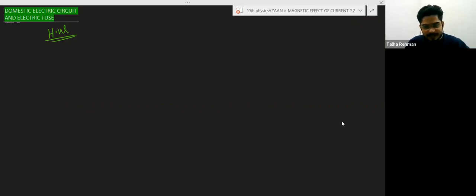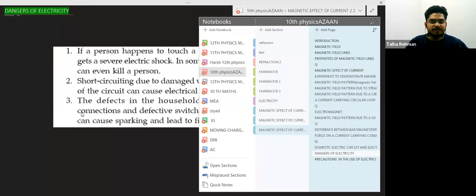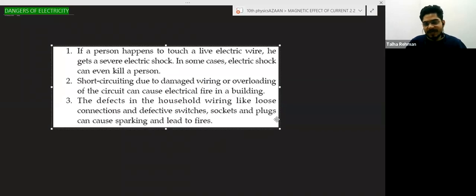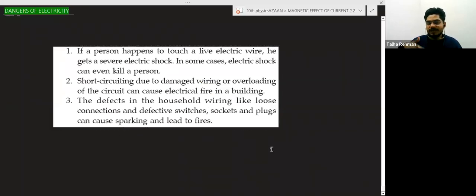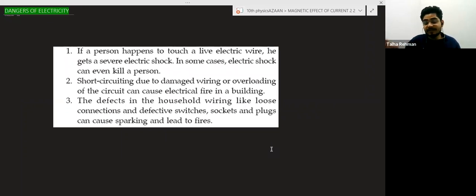Okay. After that, dangers of electricity. So we know what the dangers of electricity are. Due to the electricity, there can be heat produced, and due to that heat, there can sometimes be fire. There can sometimes be an electric shock. So these are some general dangers.